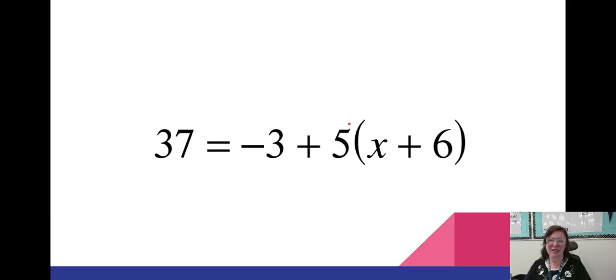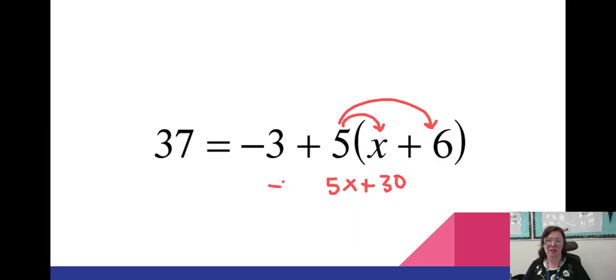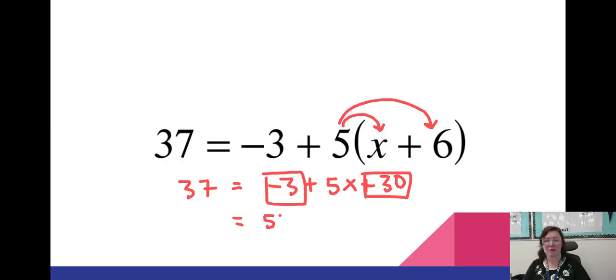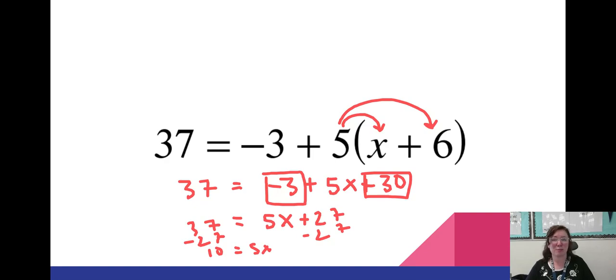Okay, these are kind of tricky. When we have something like this, we need to do the distribution, the parentheses first. 5 times x is 5x. 5 times 6 is a positive 30. And then I do still have that negative 3 plus at the front. And now I can combine like terms. Negative 3 plus 30. So now I have 5x plus 27 equals 37. Now it's just a two-step equation. Subtract 27 on both sides, we get 10 equals 5x. Divide by 5 on both sides, we get x equals 2.